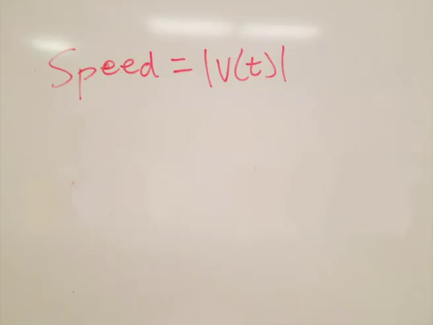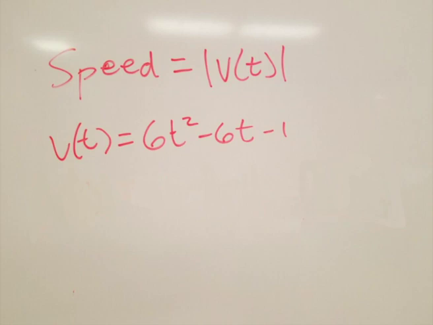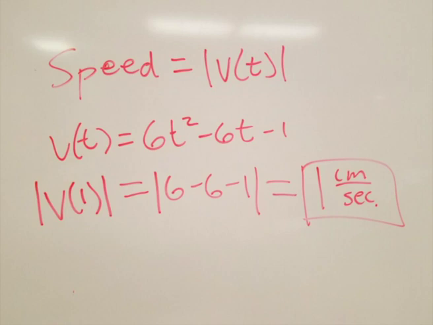To find speed, you take the absolute value of the velocity at that time. We plugged in 1 into the velocity equation to find negative 1 centimeters per second. The absolute value is 1 centimeters per second, so the speed at 1 second is 1 centimeter per second.